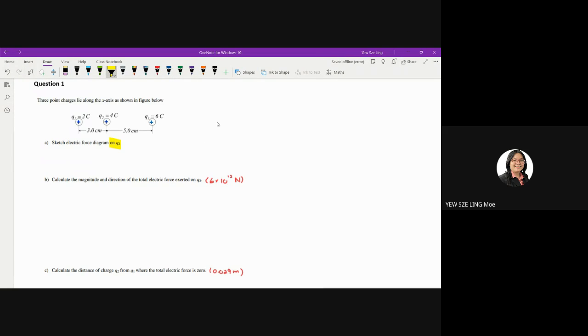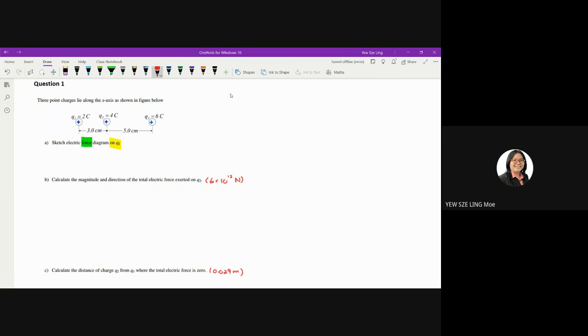So our main focus, our object in this question is Q2, right? Which means the force diagram that we want to sketch is the diagram for Q2. So do we need to sketch the diagram for Q1 and Q3 then? No, we don't need. Why? Because the question just asks us to focus on Q2. And since this is an electric force diagram question, you need to know how to determine the directions of the force acting on Q2.